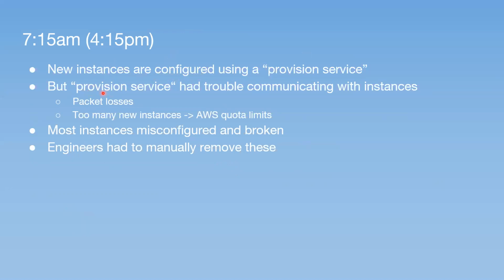Now, this provision service had trouble communicating with all these new instances, partly because of the packet loss problem, but partly also because there were so many new instances that the service was hitting AWS quota limits. It's also important to remember that this provision service is a separate service, so it's in a separate VPC, probably, from where the instances are. And what this meant was that most of those 1,200 instances were misconfigured and broken, so that they just didn't work. So engineers had to manually go through and remove these.